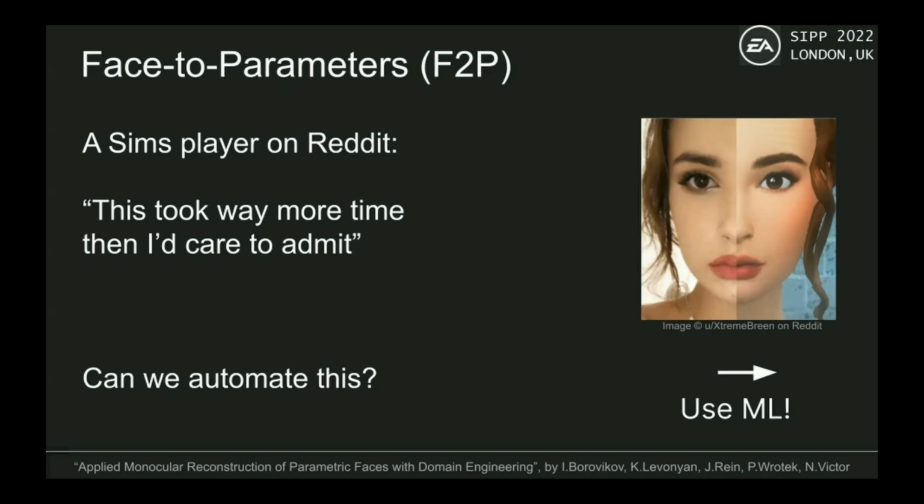That brings up an obvious question: can we automate parameters tuning by training a machine learning model that converts a photo into the set of parameters? That's the problem of monocular reconstruction, which we discuss in this paper.